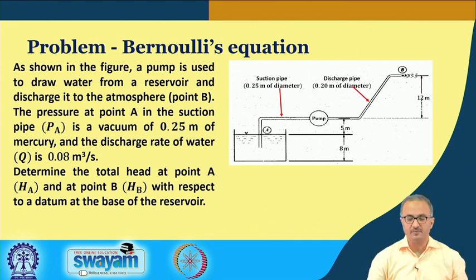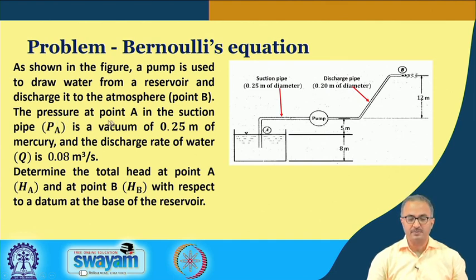In this problem we have a pumping system. What we find is a pump over here which is drawing water from a reservoir. Here it is a reservoir and it is discharging it to the atmosphere at point B. Here we see the pump is here. The reservoir water is taken out and it is being pumped at some height at point B.